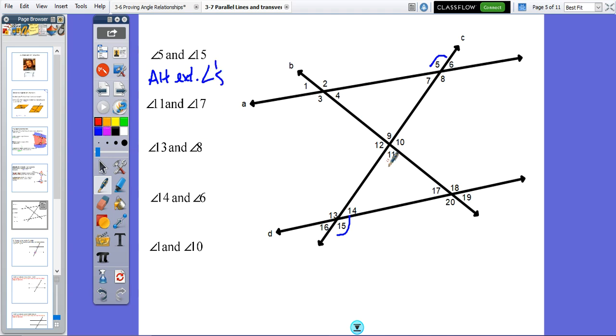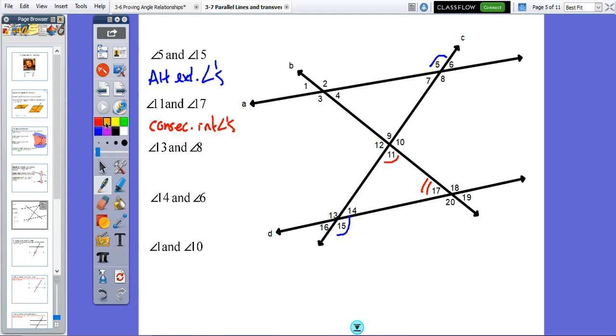Let's look at 11 right here and 17. So this is a group of angles, this group of angles, so that means B right here is the transversal. These are the 2 angles that are being intersected. In this case, they're on the same side of the transversal, and they're both interior angles. So if you remember, that's our consecutive interior angles.